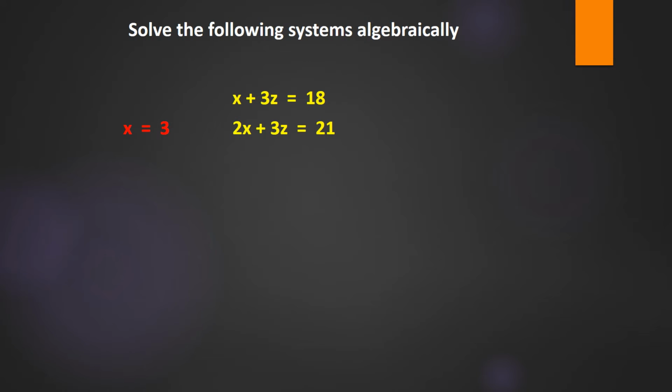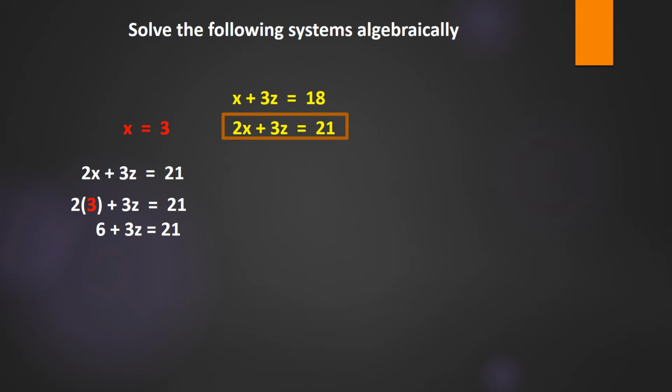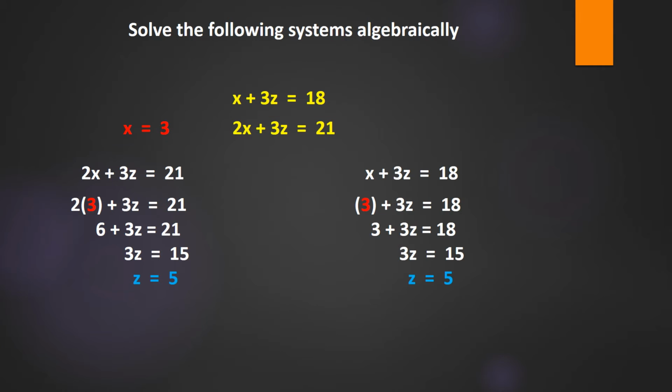So now I work backwards. I have a variable that's solved for, so I'm going to take that variable and plug it into either the first equation or the second equation to get my next value. So I substitute 3 for x, and I have 2 times 3 plus 3z is equal to 21. I simplify the left side, subtract 6 from both sides, and then divide by 3. My result, z is equal to 5. Please note that you don't have to use the second equation in order to solve for z. You very well could have used the first equation and have gotten the same result.